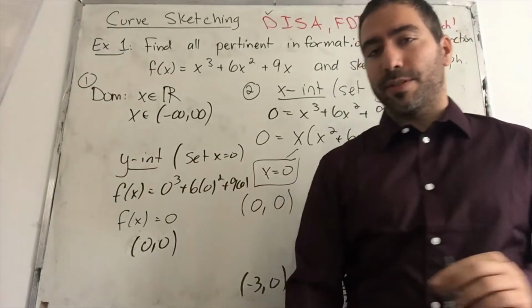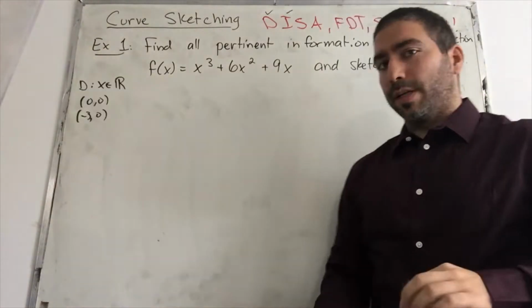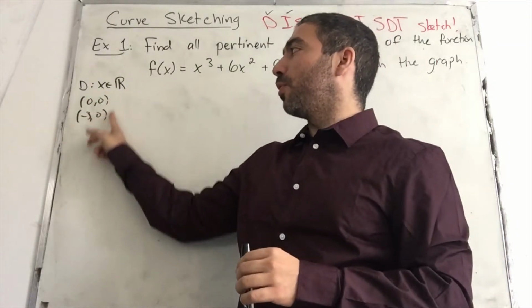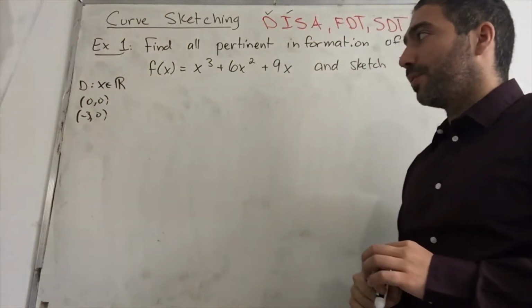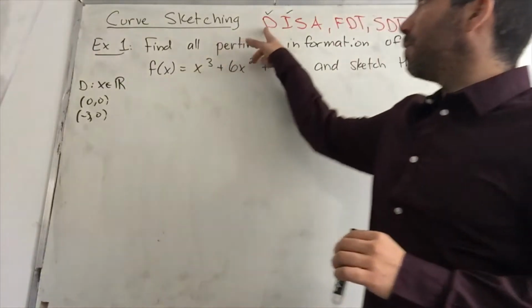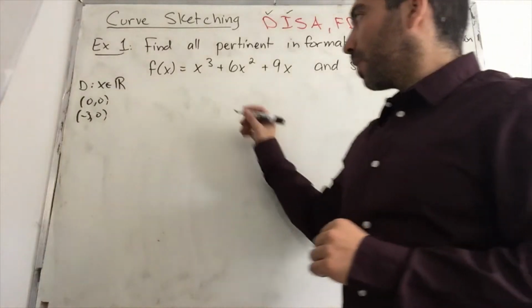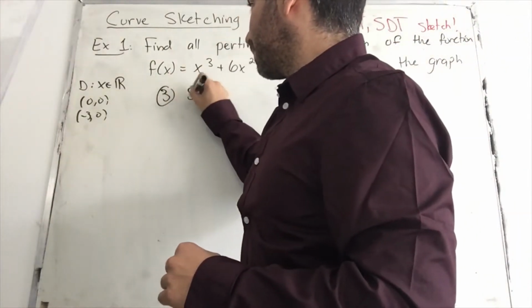Let me just erase and give us space, and we'll continue with the problem. I'm just keeping it here on the side. We have our domain: x is all real numbers. We have the two points it's passing through, 0, 0 and negative 3, 0, which are x-intercepts. So the domain's done, the intercepts are done. Next is symmetry, so let's go ahead and check for symmetry. This is step 3.